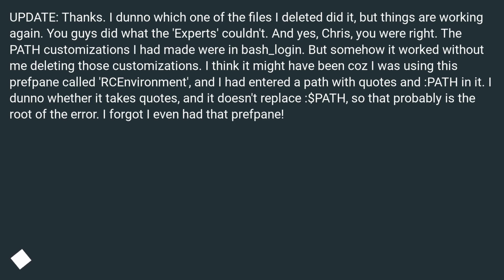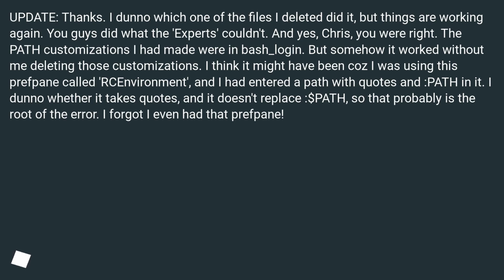Update, thanks. I don't know which one of the files I deleted did it, but things are working again. You guys did what the experts couldn't. And yes, Chris, you were right. The path customizations I had made were in .bash_login. But somehow it worked without me deleting those customizations.